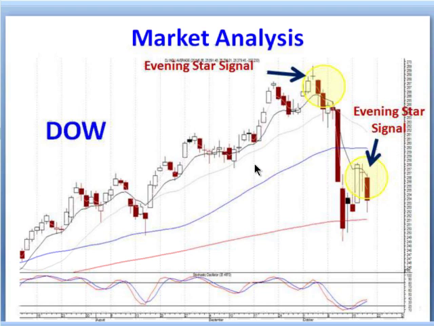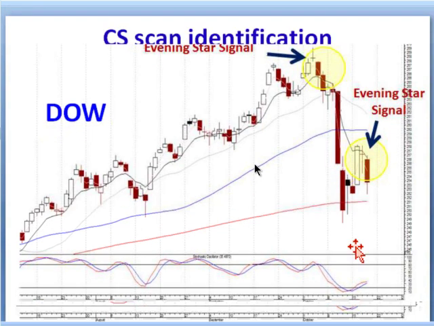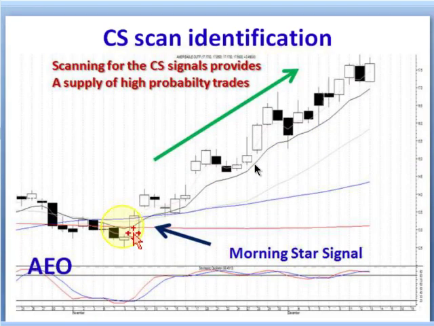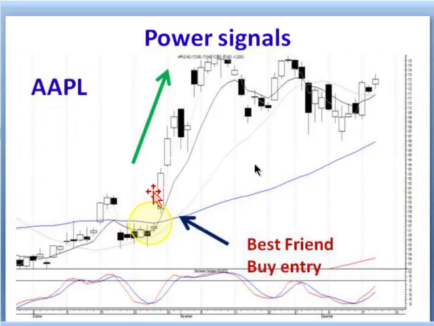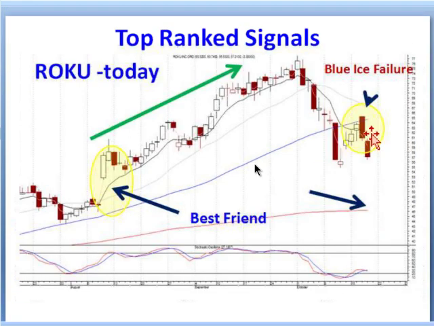So we can go through and find the relevant signals and patterns. The morning star signal giving us a strong uptrend, or the best friend signal, which is a doji, followed by a gap up. So today, we started going after shorting Roku on a blue ice failure, which is basically a bearish engulfing signal at a major resistance.